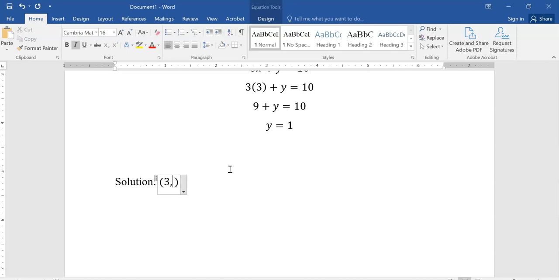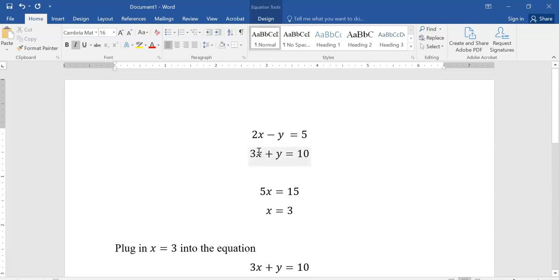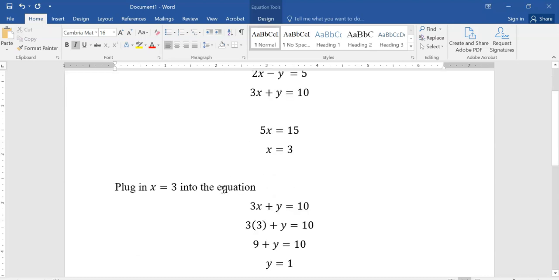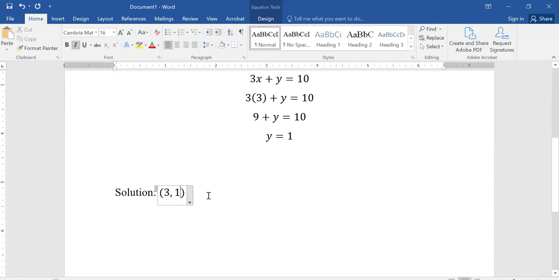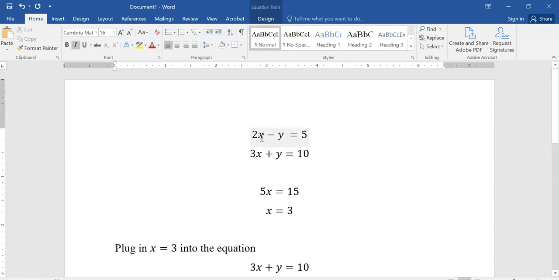Again, sometimes this is called the elimination method, sometimes called the addition method because we're adding the two equations up. So there you go. That's the solution. The solution is the point 3, 1. And you can check that if you'd like to by plugging in 3, 1 into this first equation and 3, 1 into this second equation and see that you get true statements each time.